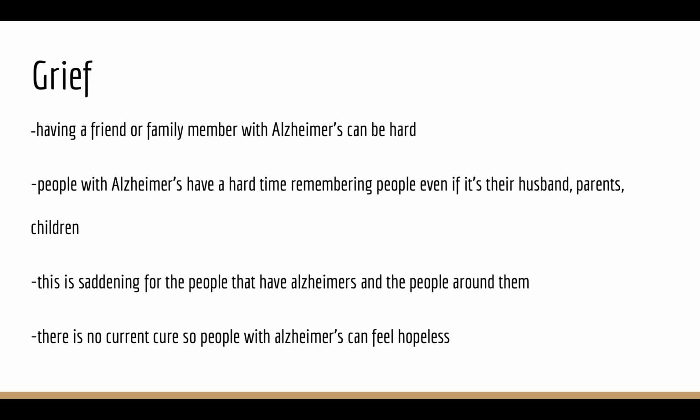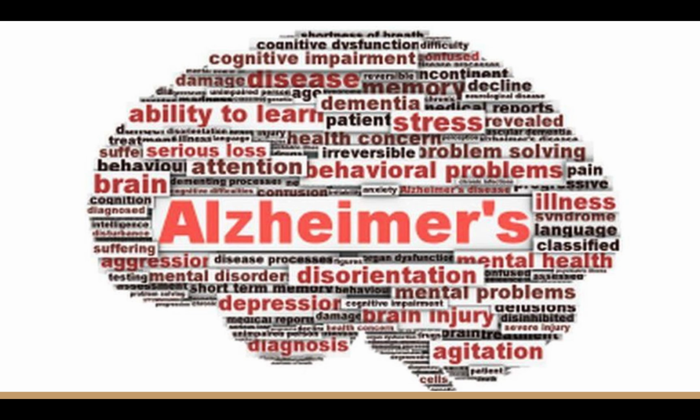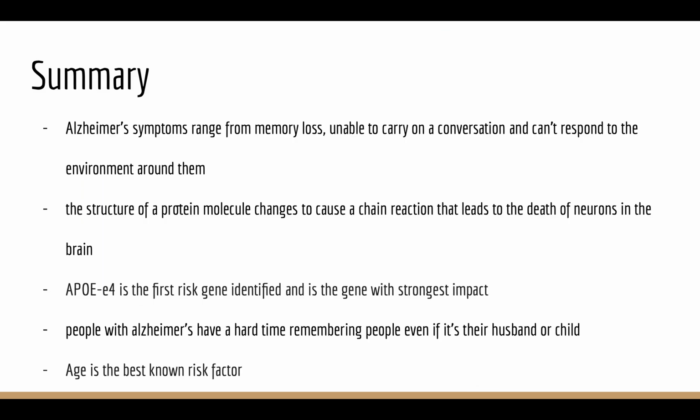As for prevention, there's no way to prevent Alzheimer's, as I was saying. There's no 100% way to stop it or to know if you're going to have it later in life. But having a healthy lifestyle can help reduce the chances or improve it. Scientists are still doing research on that, but it's always good to live a healthy lifestyle anyway to prevent other diseases as well. So here's a little recap of the slideshow.